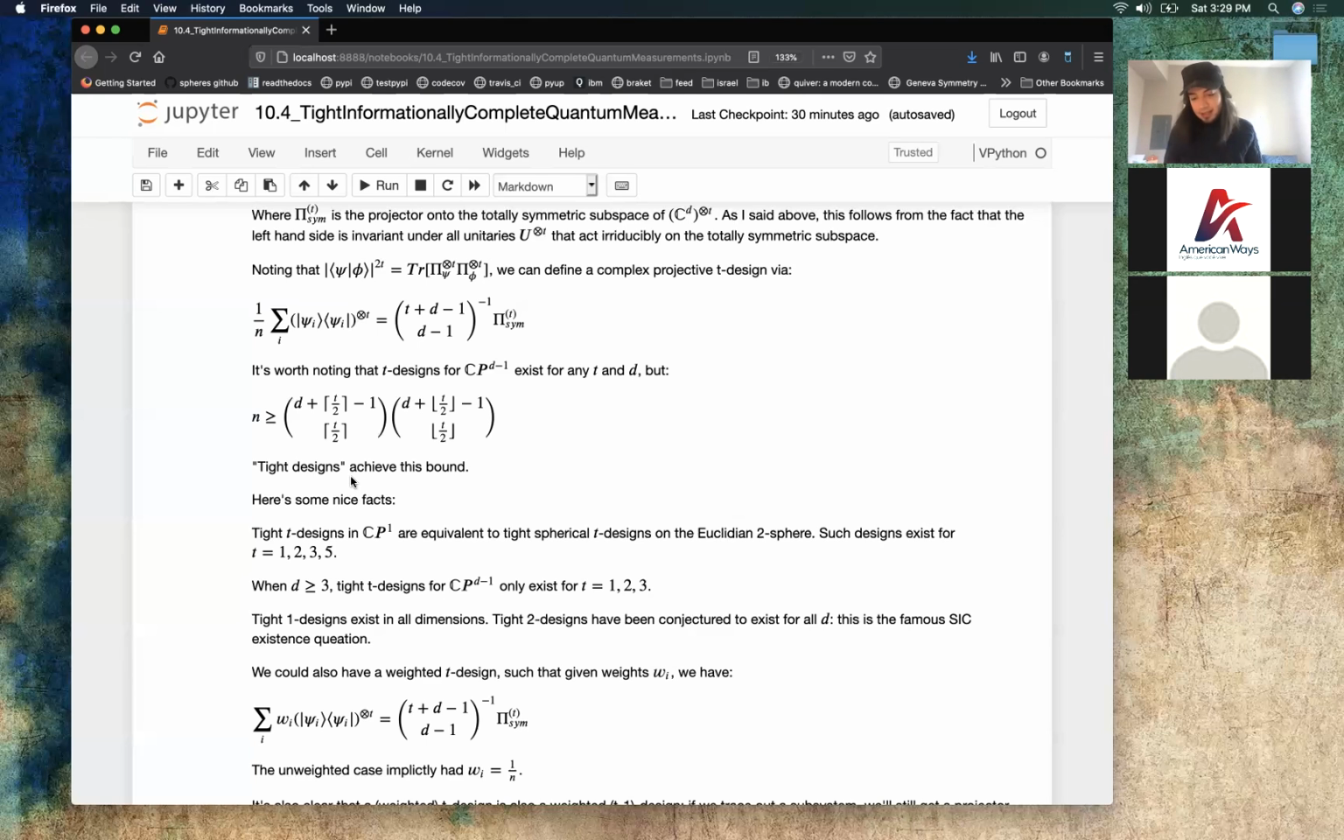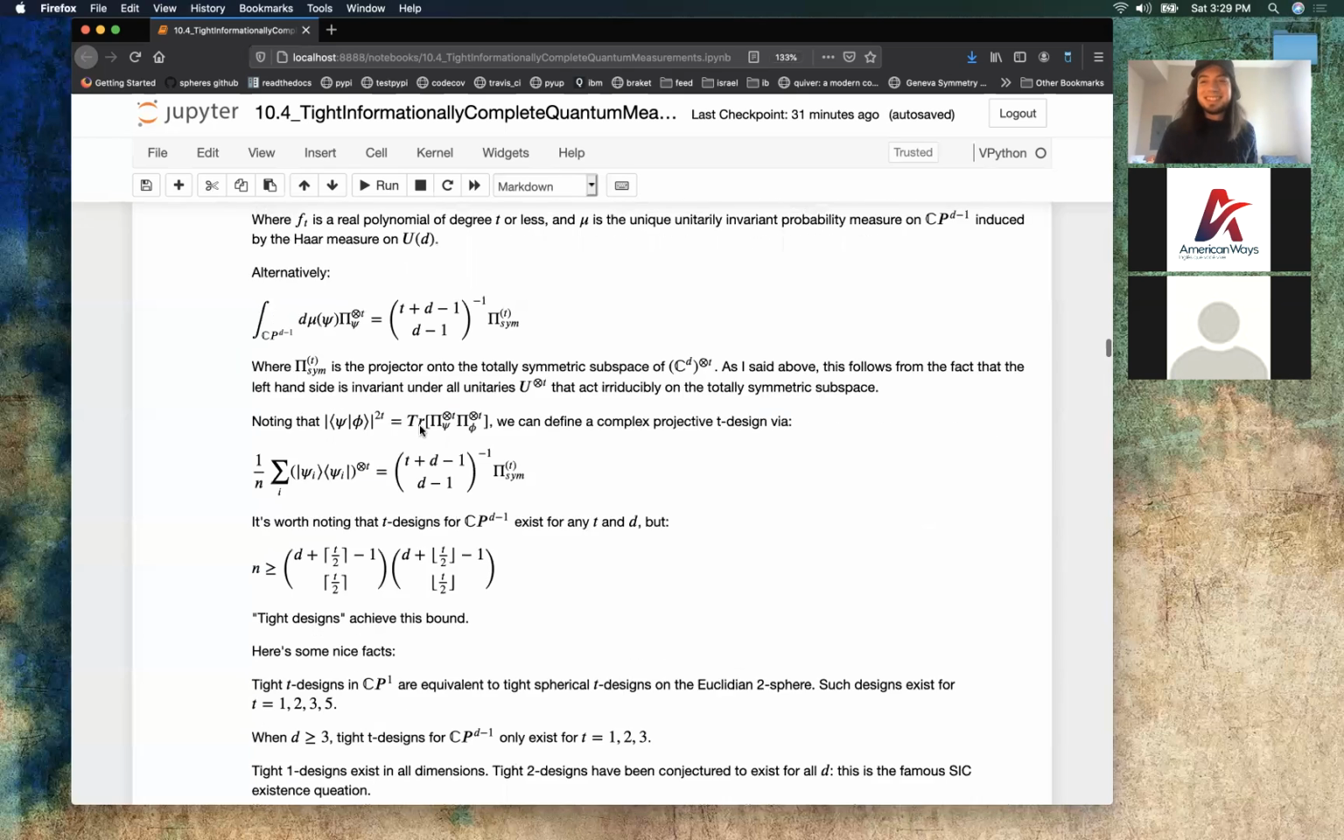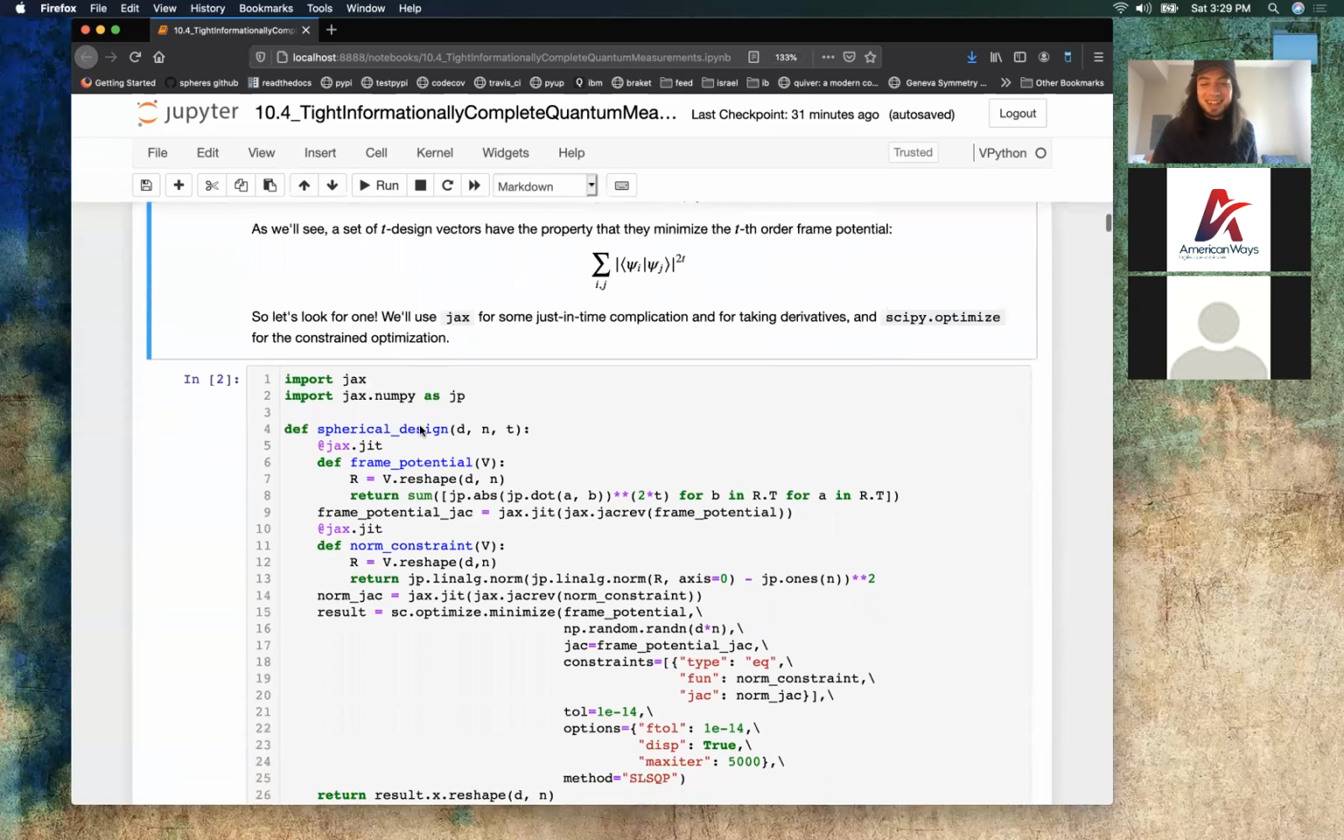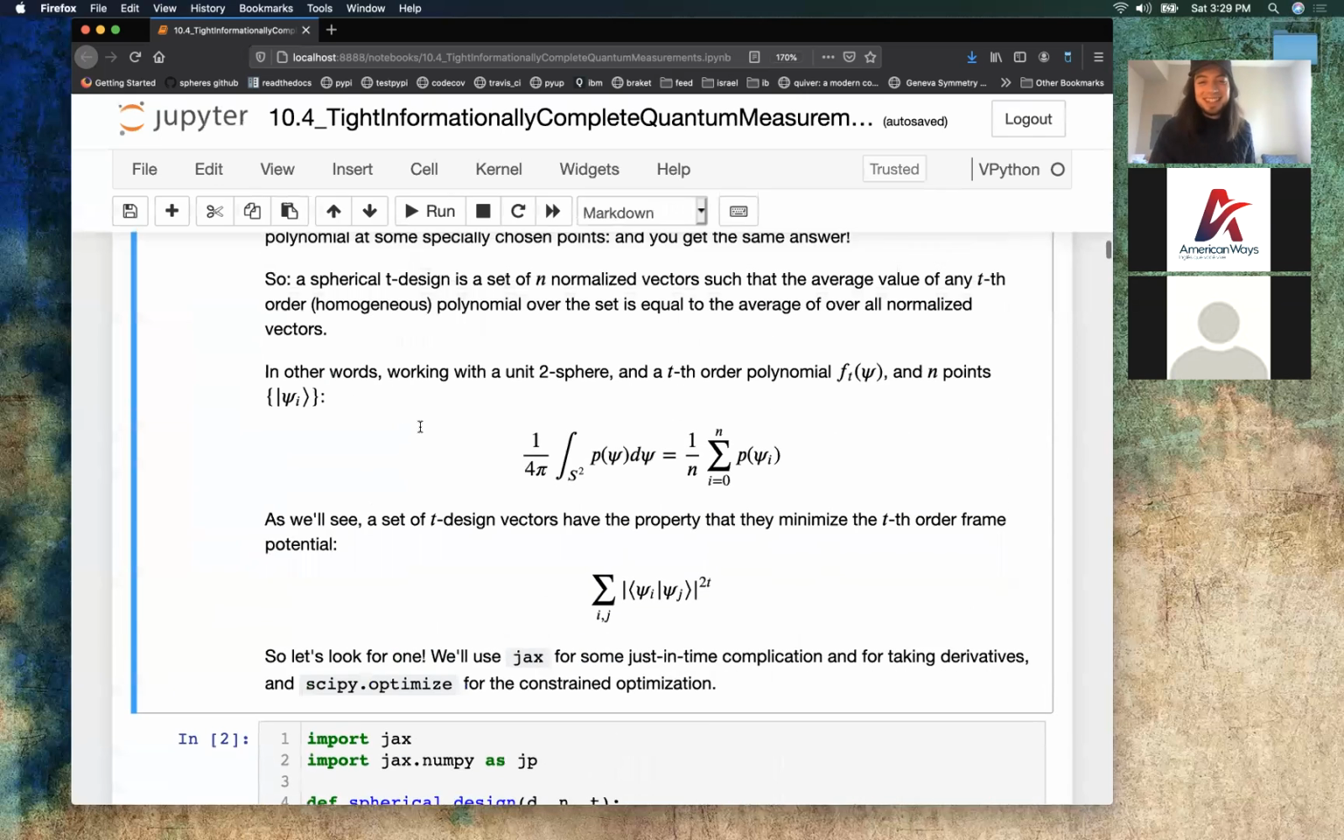Okay, less easy to find than I thought. Yeah, there. Yes, you need a minimum number of design points. Okay, why don't you just continue? Yeah. Sorry for interrupting. No, it's fine.